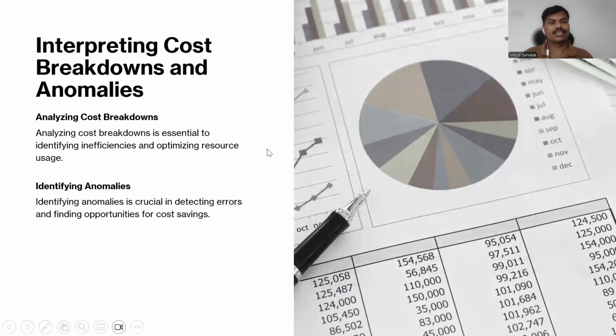So next is interpreting cost breakdowns and anomalies of the spendings, right? Analyzing cost breakdowns and identifying anomalies is going to be the one thing that is really going to help the organization as well as the respective department to make sure that they are spending money on the different resources, different applications, different capacities, and the requirements, right?